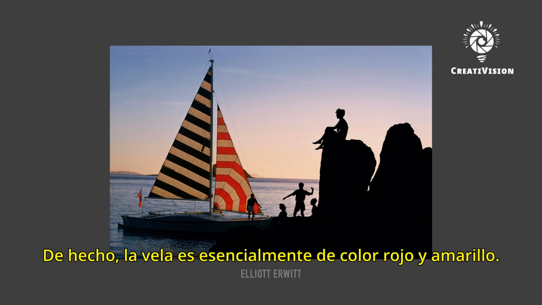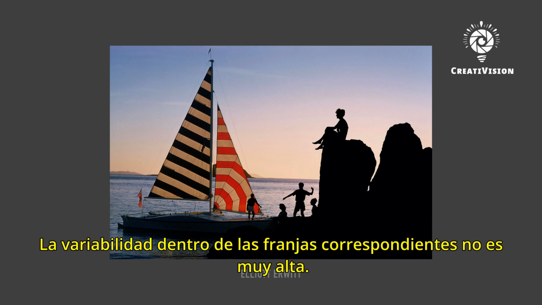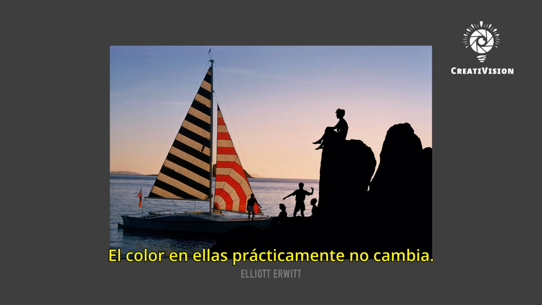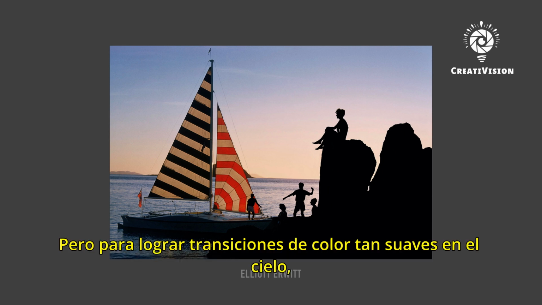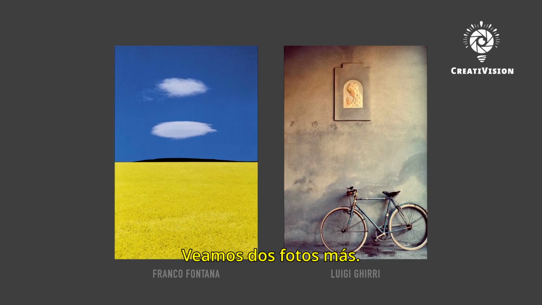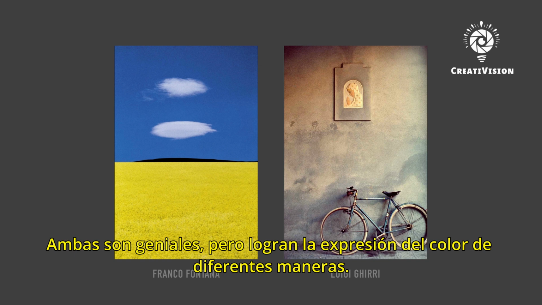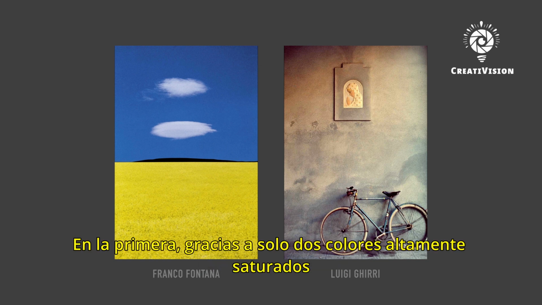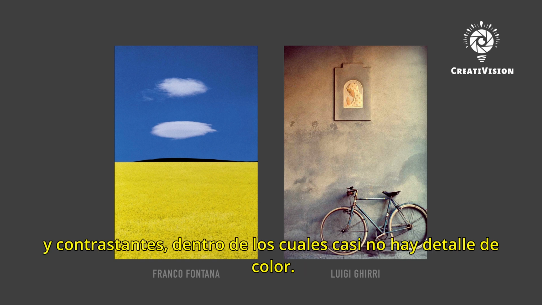Indeed, the sail is essentially bicolour, red and yellow. The variability within the corresponding stripes is not very high. The colour in them practically does not change. But in order to achieve such smooth colour transitions in the sky, tens of thousands of gradations were required. Let's see two more photos. Both are great, but they achieve colour expression in different ways. On the first, thanks to only two highly saturated contrasting colours, inside which there is almost no colour detail.